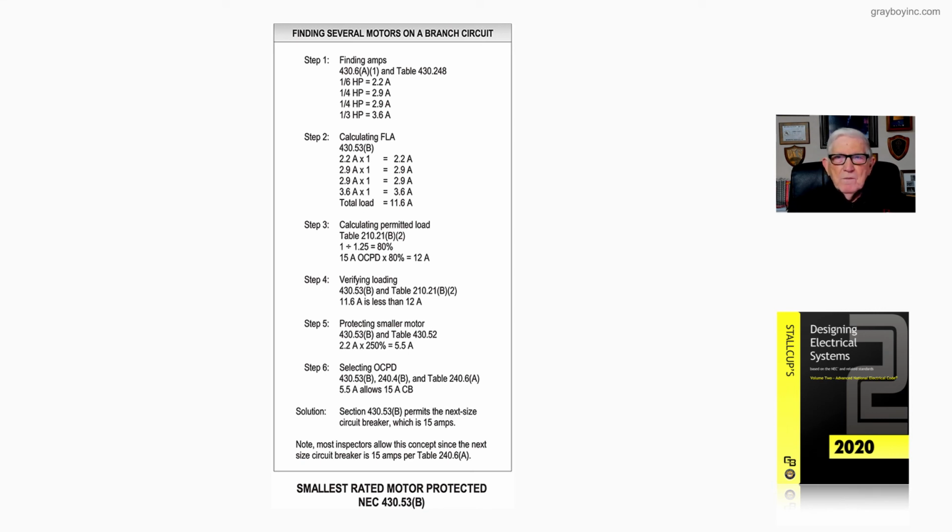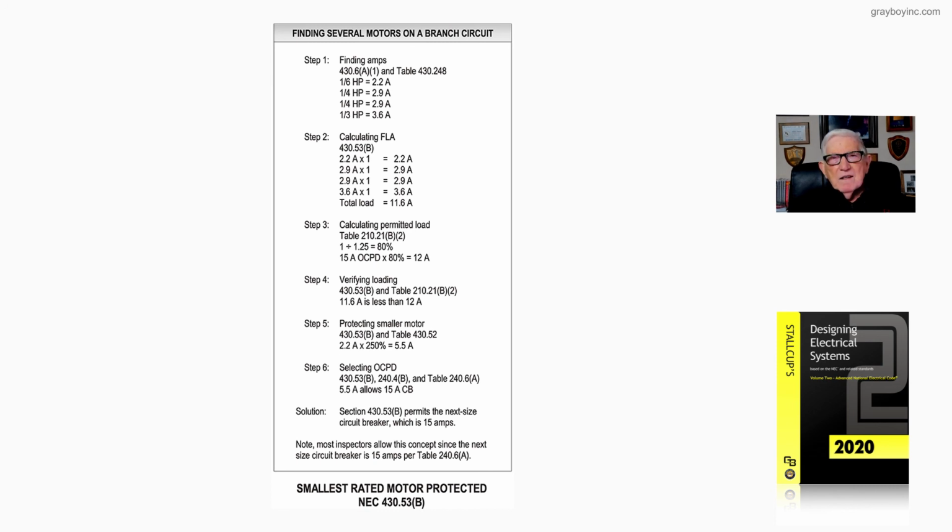as in figure 18-30, that the smallest rated motor is considered protected, and we can connect in accordance with 240.6(a) and table 240.6(a) when we select the 15 amp circuit breaker and add the 11.6 amp load to it. We are below the 80% rule of 80% of 15, which is 12 amp.